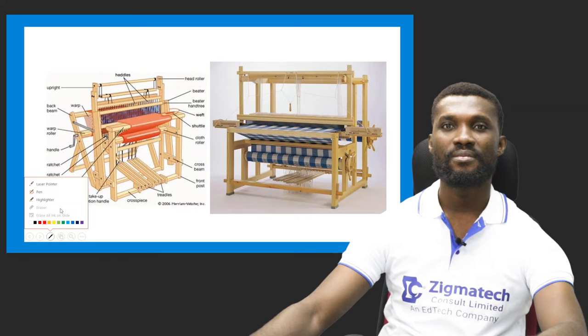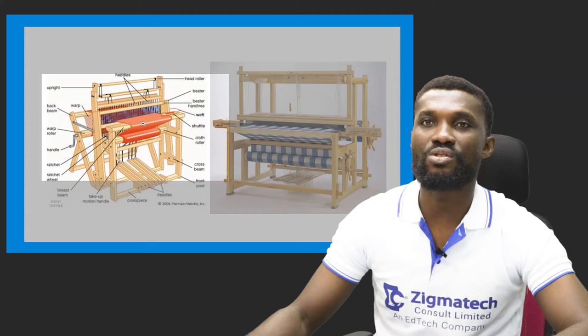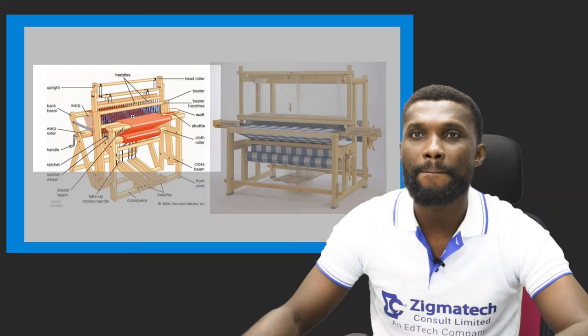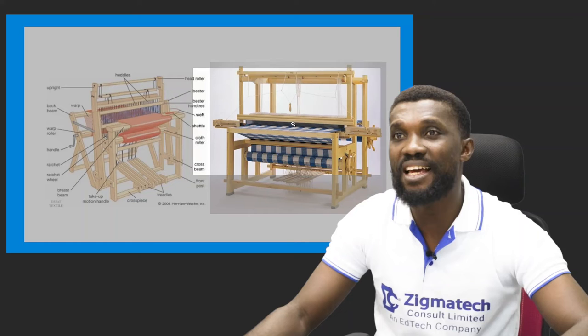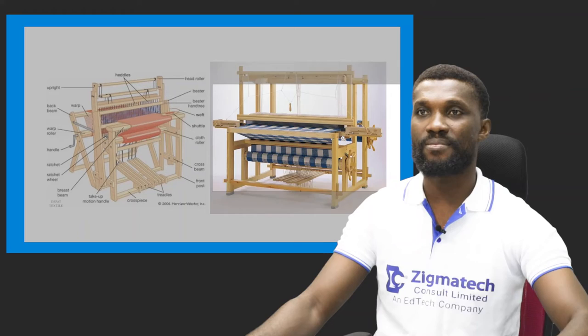Okay. Now, for example, look at this. This is known as what? The loom. And this here is the batten. So they use it to push down the warp to fasten tight on the weft. You're seeing it. So the same thing here too. That's the batten. You're seeing it. So this is the batten. They use it now to fasten, to tighten up the warp on the weft.